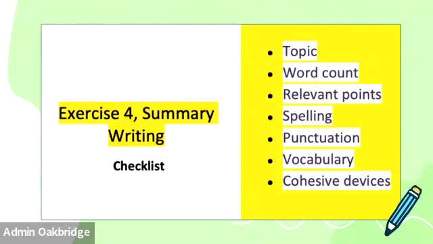So the checklist for summary writing. First, you need to understand the topic. Don't forget, it's very important for you to understand the topic. Second, the word count is important. Follow the word limit. Third, relevant points. The content points must be relevant to what the question has asked you to write for. Spelling is also important. This is a writing task, so of course, spelling is important. Next, punctuation: your capital letters, your comma, your full stop. All these are very important. Vocabulary, your choice of words, your synonyms. And then the last one is cohesive devices, which is the linking words. Like I said, you can use words like furthermore, in addition, and so on.